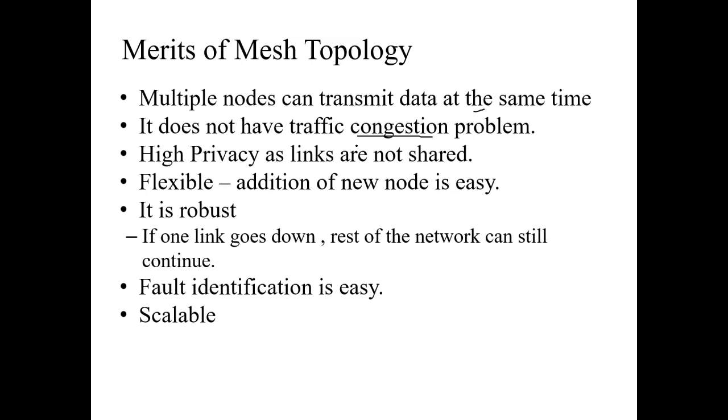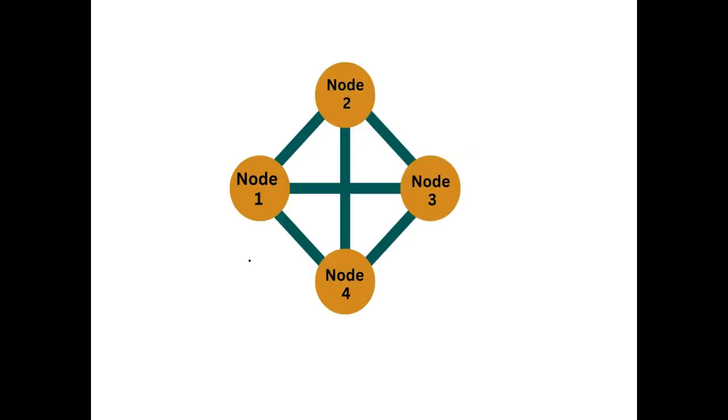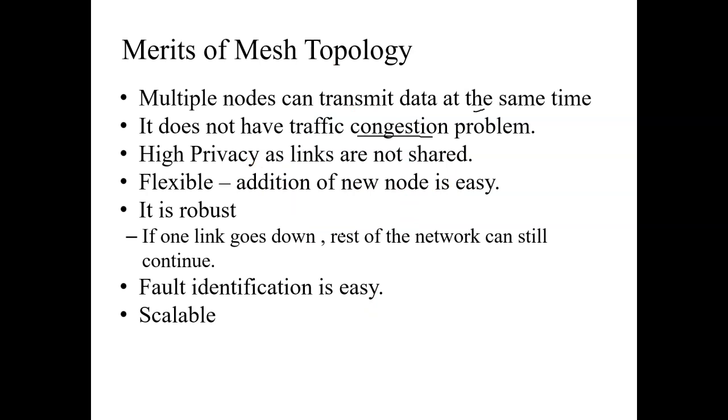This mesh topology is very flexible because addition of a new node is easy. Here you can add an additional node, and by adding that node here, you can connect that node to all other nodes by direct link. So adding the new node doesn't affect the existing structure of mesh topology or the existing nodes or the existing links of mesh topology. This mesh topology is robust in nature.